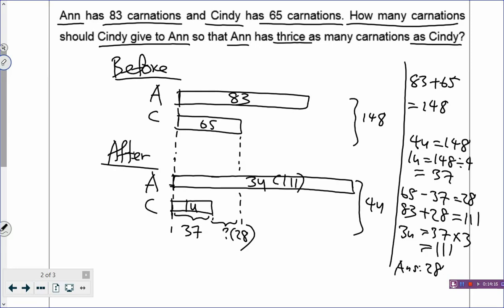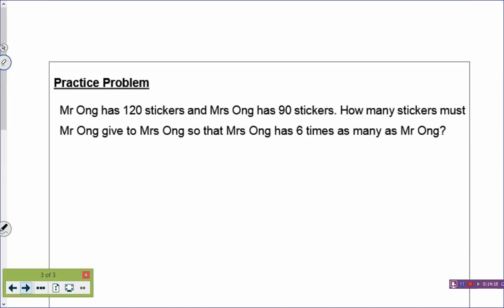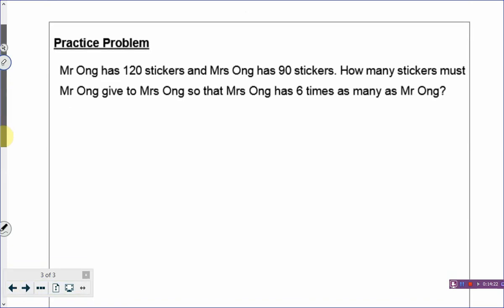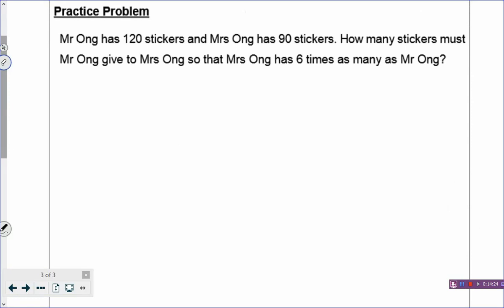Okay, now let's go to the practice problem, and I'm going to give you 5 to 10 minutes to work this out on your own. So pause the video now and you can start to solve it now.